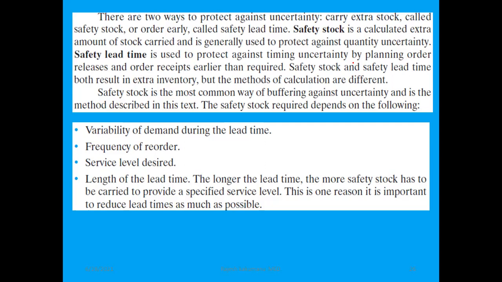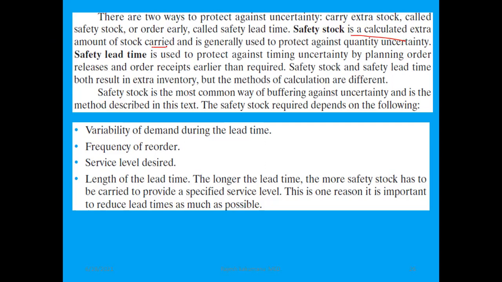So whenever you are having a business, a supermarket, you are purchasing a large number of materials. Whenever you are purchasing a large number of materials, how do you know that this material will get sold? It depends upon the demand you had previously. So that's why you take extra material and keep it as a stock. That stock is nothing but safety stock. The second is called safety lead time.